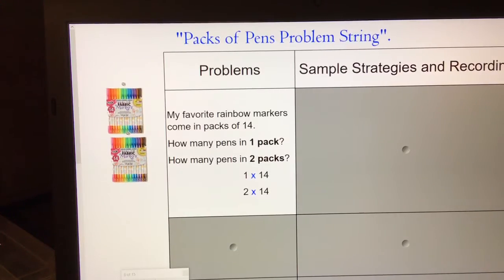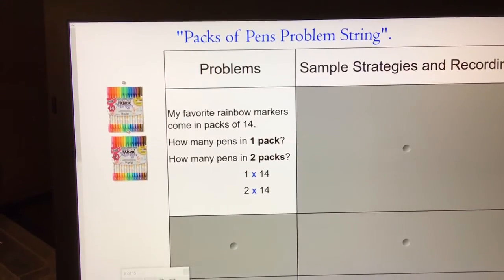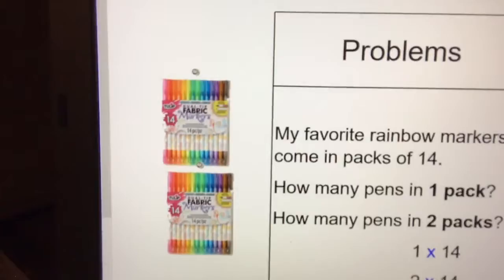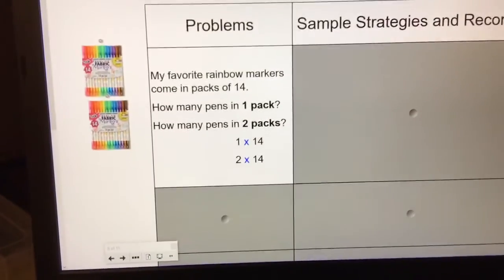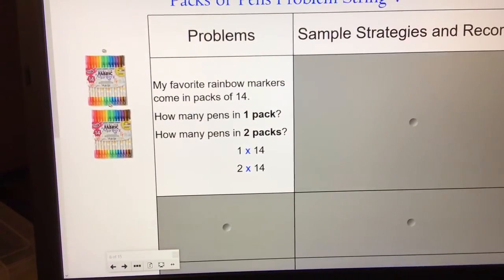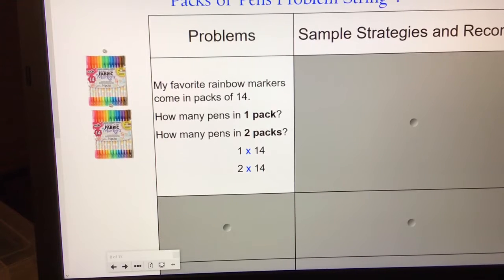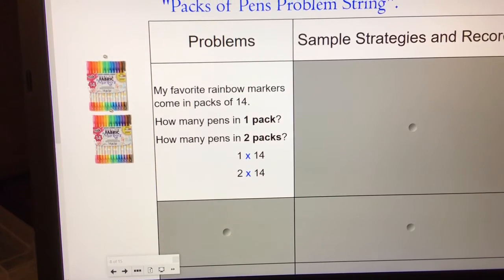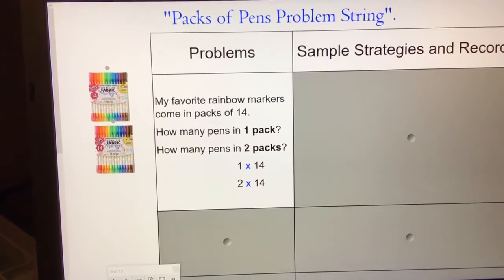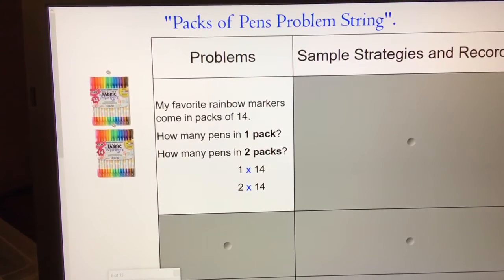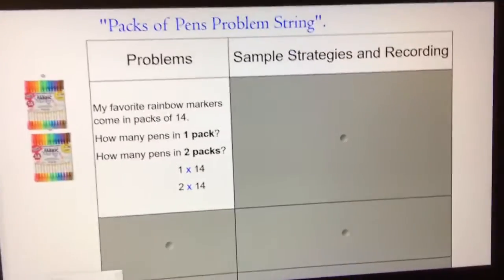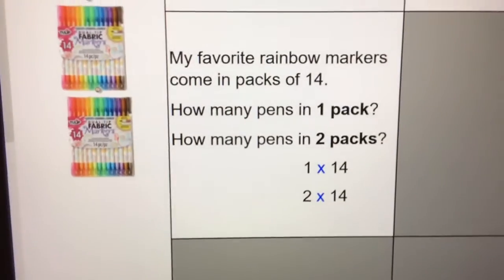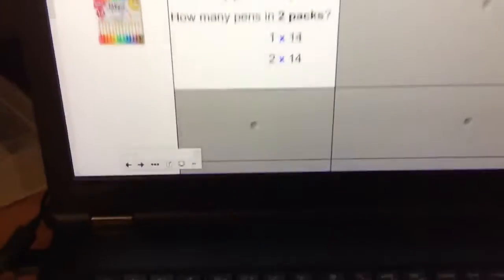Alright, your first problem is my favorite rainbow markers, these guys right here, come in packs of 14. How many pens are in one pack? And then how many pens are in 2 packs? Now, this one's pretty easy to start off with, but remember, we'll have more down below that we're trying to use, again, what we know to solve what we might not know.